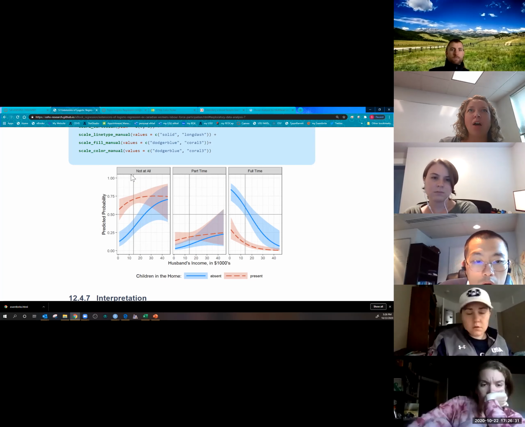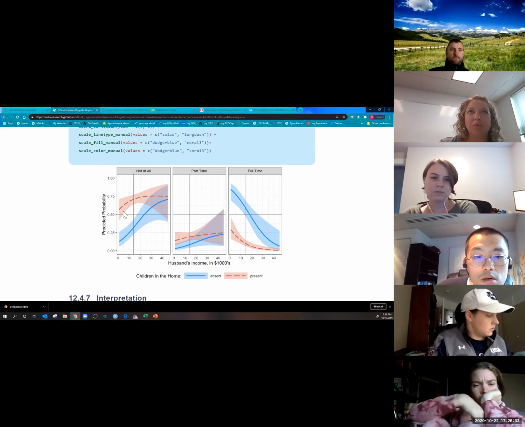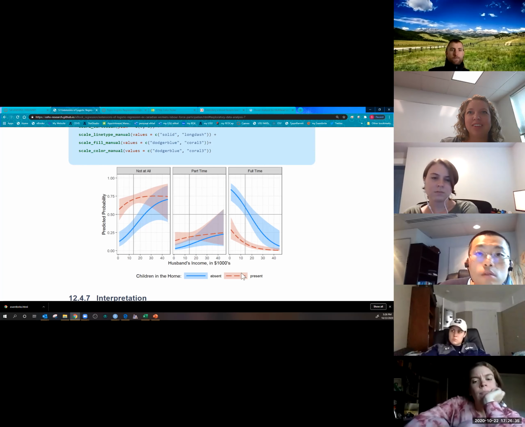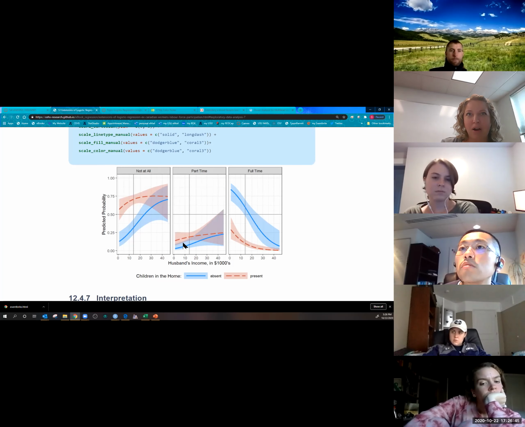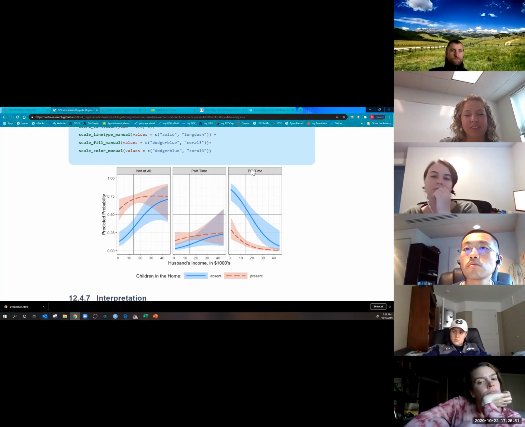So women not working at all. What's more likely? The red line, which means kids are present. Part-time work, whether or not there's kids, it doesn't make a difference. Part-time is pretty low across the board of husband's income. Full-time work, when is it the highest chance that the woman's working full-time?